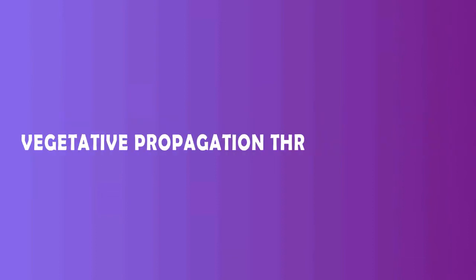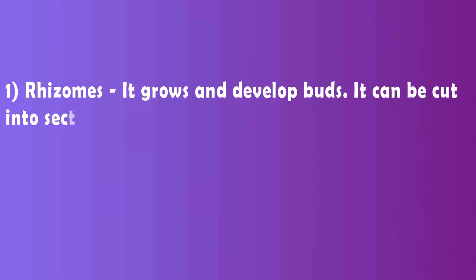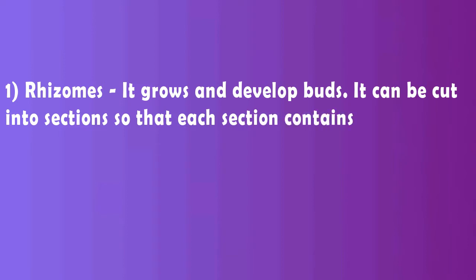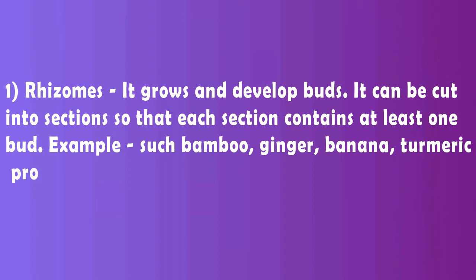Vegetative propagation through the stem. There are different types of stem. First, rhizomes. They grow and develop buds. They can be cut into sections so that each section contains at least one bud. Examples: bamboo, ginger, banana and turmeric are propagated from underground stems.